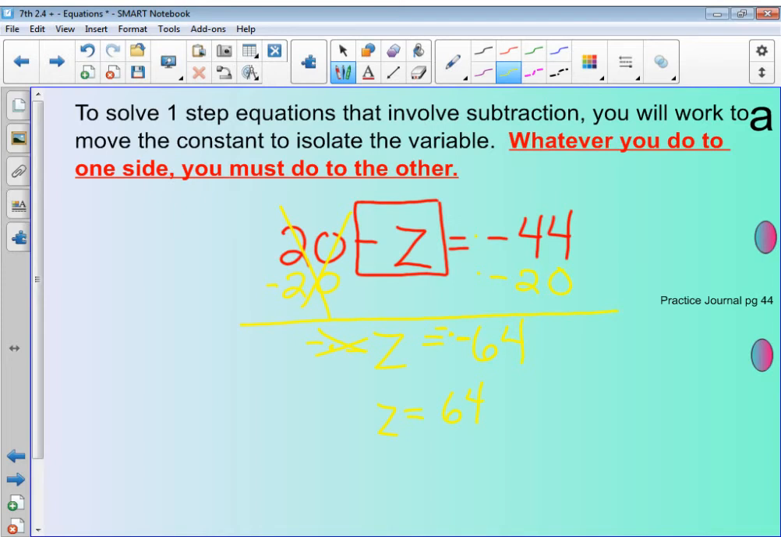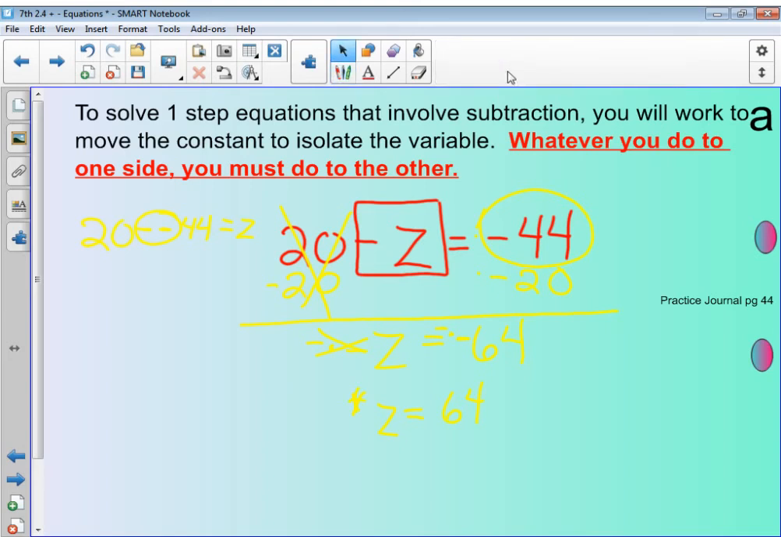Okay, if you use the flip-flop method, the one thing that you're going to have to remember is although you leave the negative here, you take the negative with the number because this is really a negative 44. So if you do that flip-flop method, it would have looked like this: 20 minus, and then you flip-flop, so you would take that negative 44 equals Z. See how we have two negatives there? So it ends up becoming plus 44. 20 plus 44 would still get us to that positive 64.